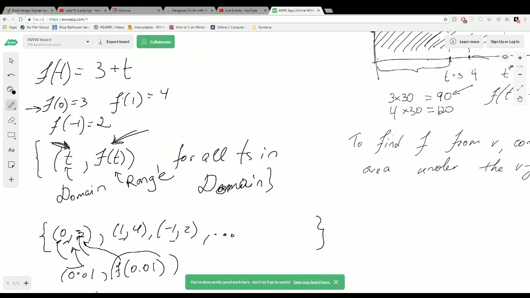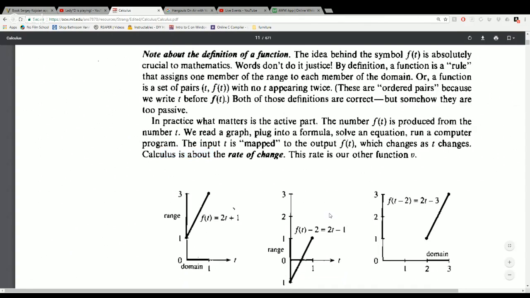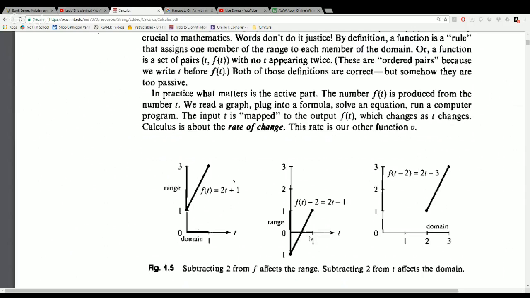What is that rate of change? If I change my input slightly, does my output change slightly, or does it change by a huge amount? And that's, of course, what our slope tells us. And this rate is our function v. That is what our function v tells us. That is our velocity function, right?